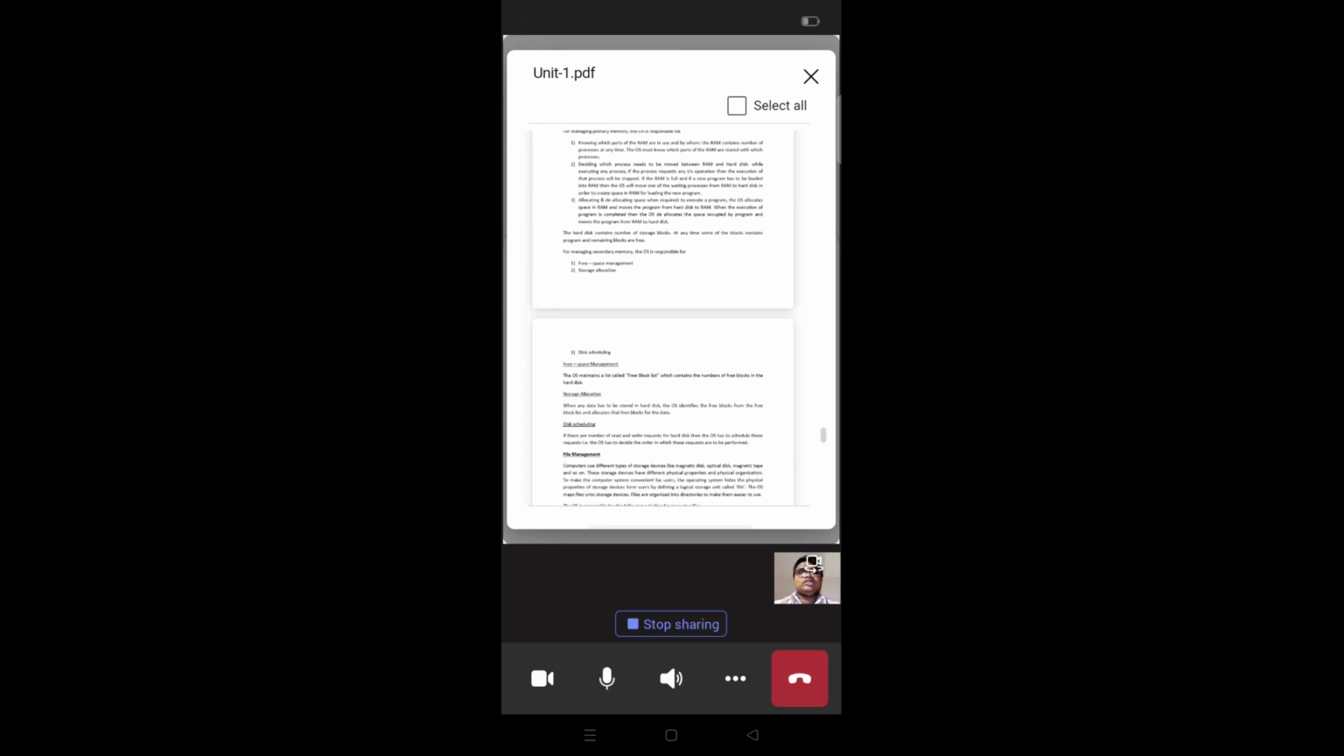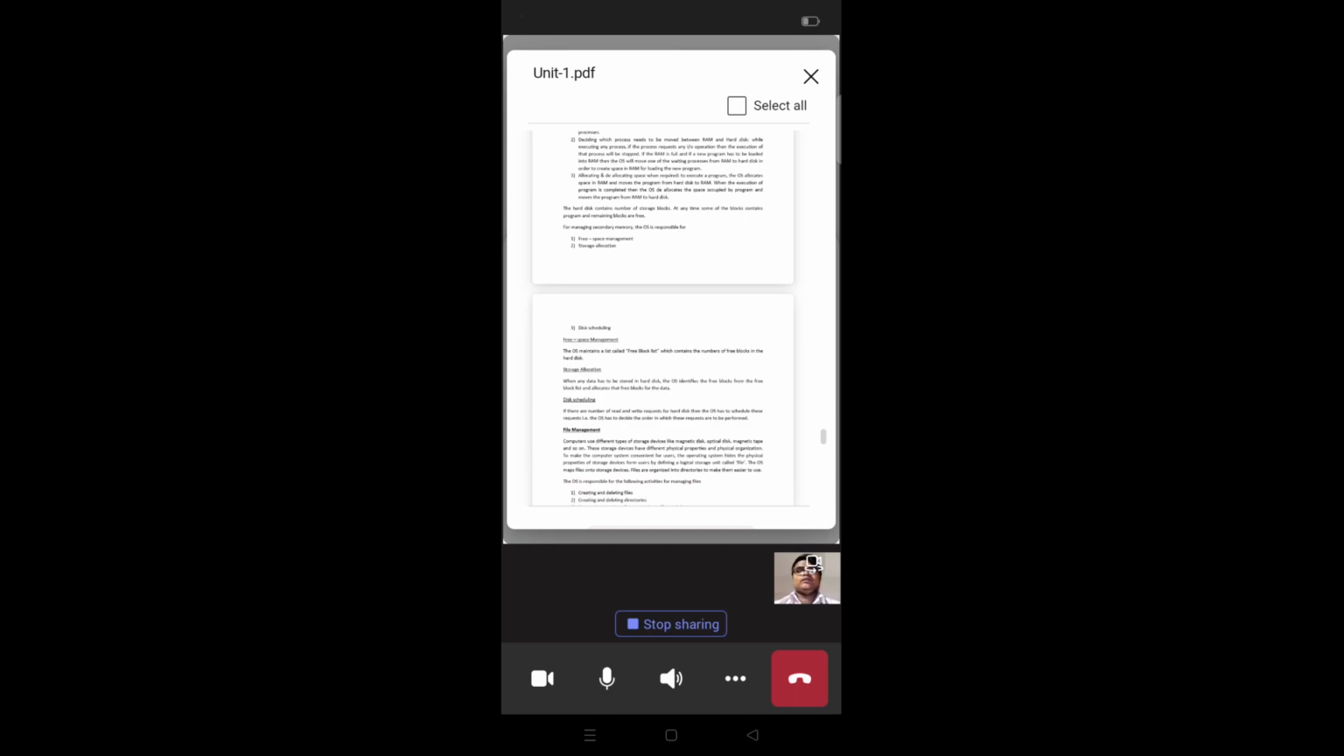So let us move to file management. Now we are going to discuss file management. Computers use different types of storage devices like magnetic disk, optical disk, magnetic tape, and so on. These storage devices have different physical properties and physical organization. To make the computer system convenient to the user, the operating system hides the physical properties of storage devices from the user by defining a logical storage unit called a file.